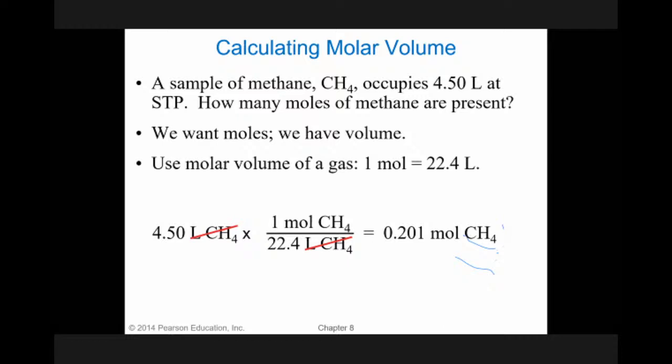What do we want? What we need is always in the numerator. So we need more of CH4. Then you can multiply.